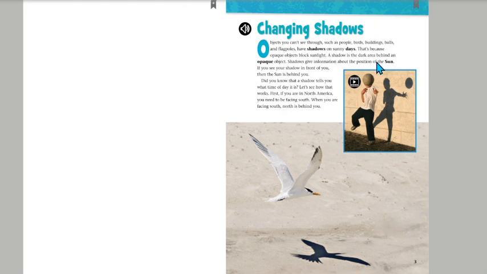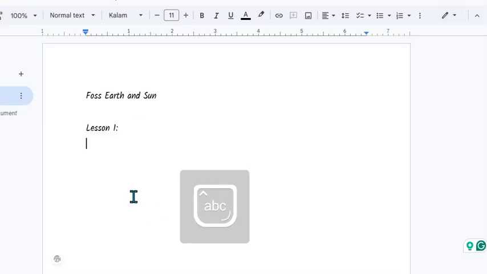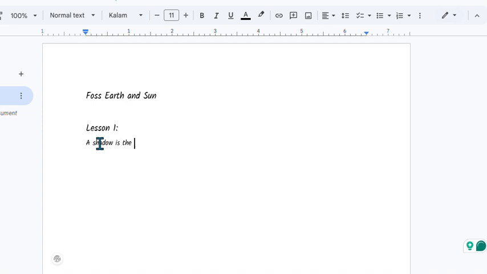So from this first page, let's see what we can do. If you have any suggestions for this page, you can write them down in the comment section by commenting page 3 dash and then whatever your suggestion is. So let's see. We can write in the definition of a shadow. So a shadow is the dark area behind an object. So that's one thing. Let's see what else we can write.